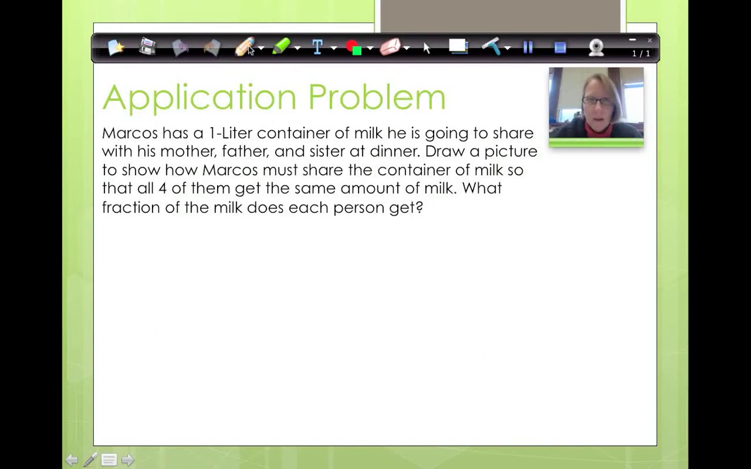Okay, so it is not asking us to write a sentence. It's asking us to draw a picture. So when you draw a picture, now we could draw a gallon kind of a thing, or we could draw like those tall cardboard ones. I think that would be the easiest to picture what we're doing. So let's draw this one.